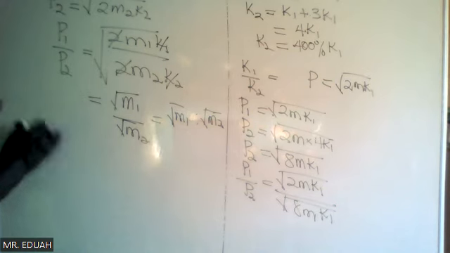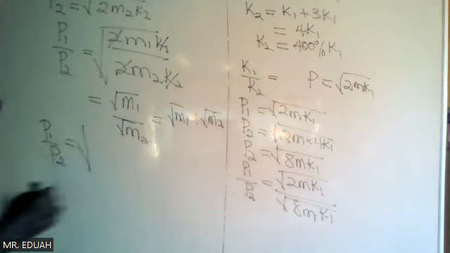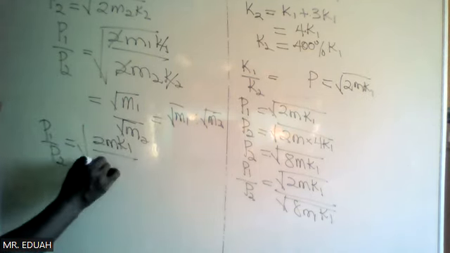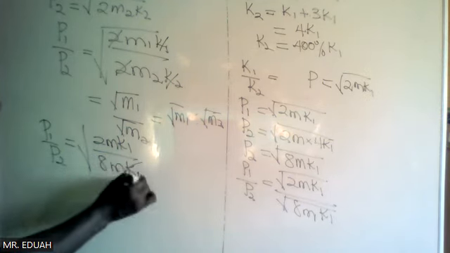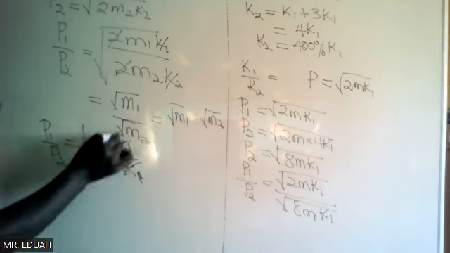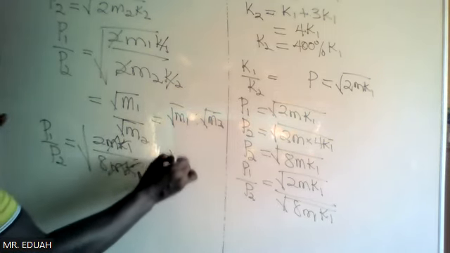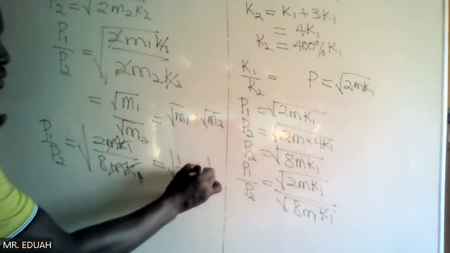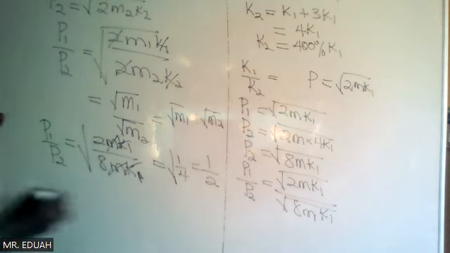Therefore, P1 on P2 is equal to root of 2mK1 divided by 8mK2. Sorry, K1. This and this will cancel. The same masses will cancel. And so this will be equal to root of 1 on 4, which is equal to 1 on root 4, so 1 on 2.